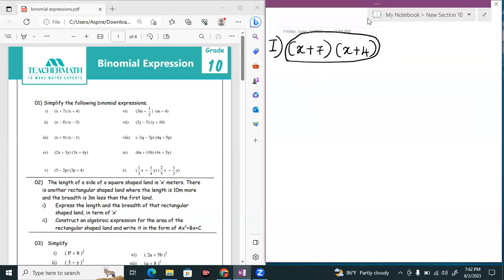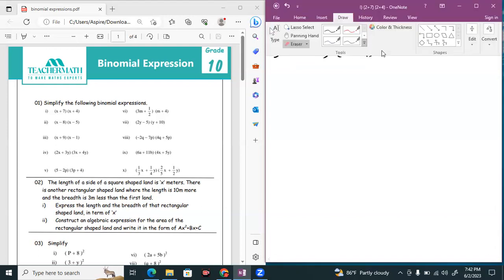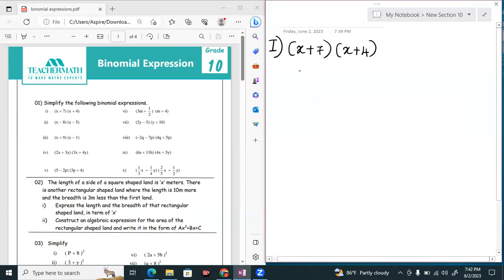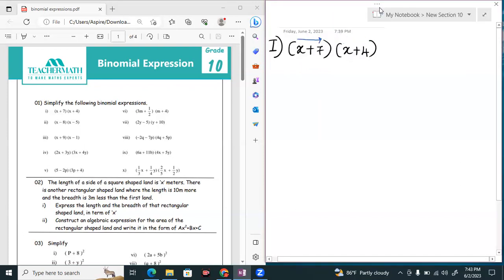When we simplify, that means we have to expand, we have to remove the brackets. The brackets mean you have to multiply these two and obtain a trinomial quadratic expression. We know that for a product of two binomial expressions, most of the time we obtain a trinomial quadratic expression. We multiply the first term by the first term. This is the first expression, this is the second expression. We multiply the first term by the second expression.